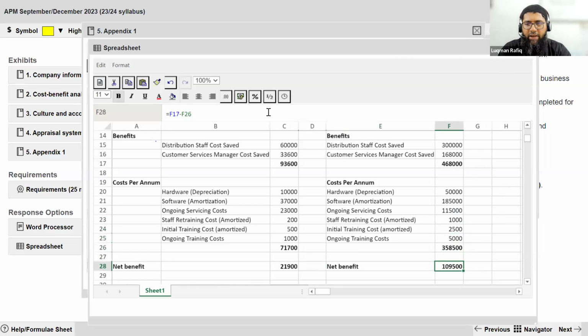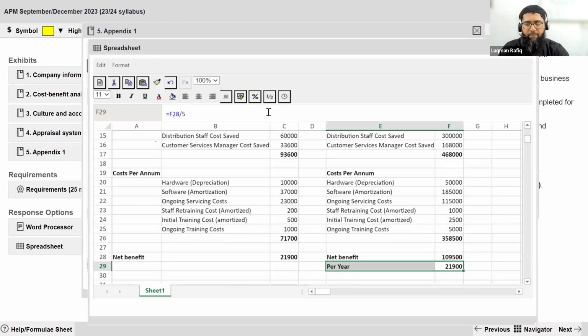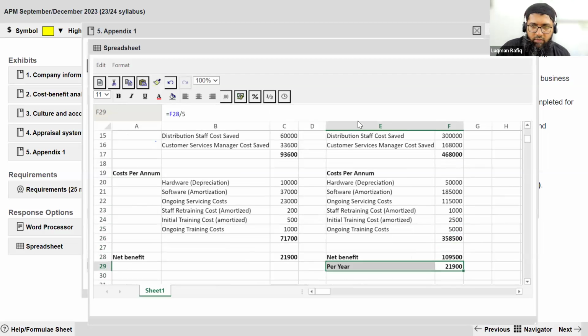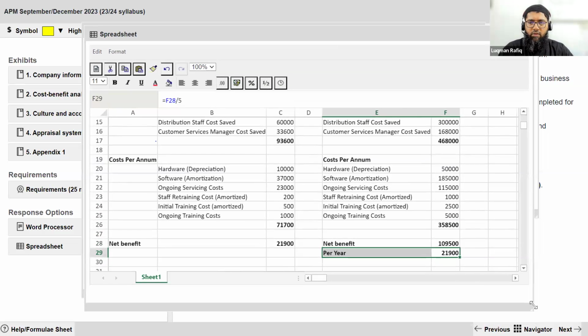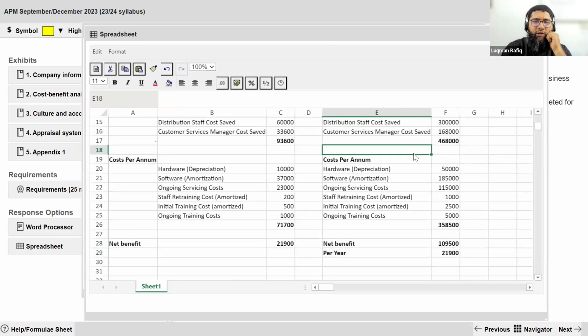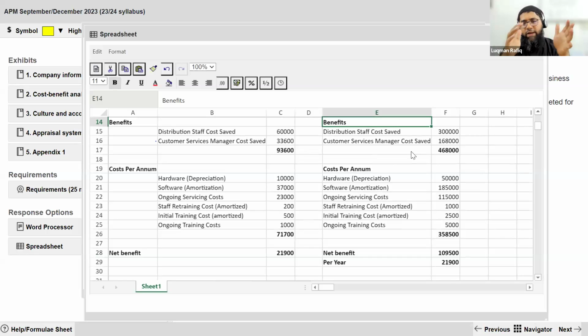So the net benefit 209,500 per year is going to be 109 divided by 5. Do you get my point? Yes, okay. We need to compare apple to apple, because the basic rule for any comparison is that it always has to be like with like. You can do either of the approaches. Noted, thank you.